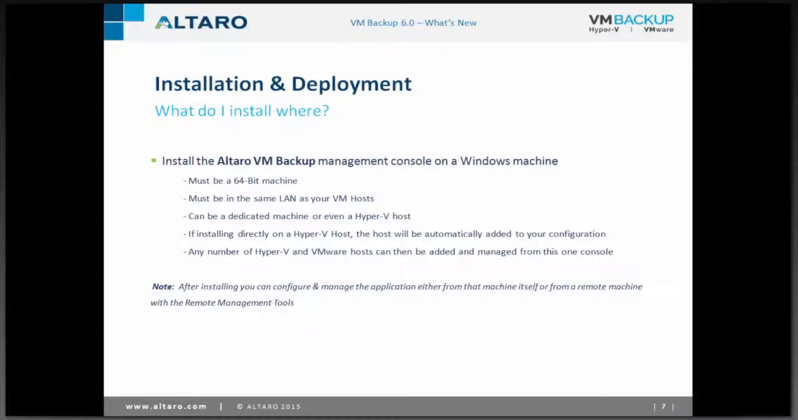So with the introduction of VMware comes a bit of a query as to where we're going to be installing Altaro itself. The tool, of course, needs to be installed on a Windows machine, and now, with the introduction of VMware, the host is not always running a Windows OS. So you still have the option on Hyper-V to install the application directly on the host itself, or if you wish, you can install on a dedicated machine or a different Windows machine, as long as that machine is in the same LAN as your virtual machine hosts, whether they're VMware or Hyper-V.